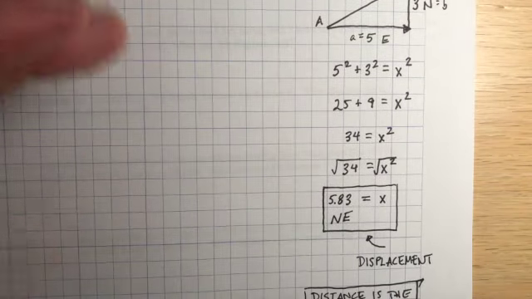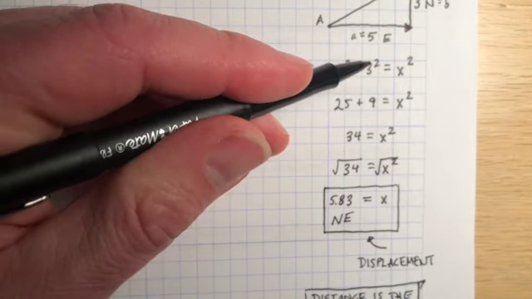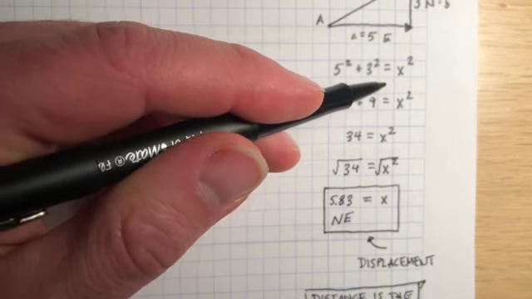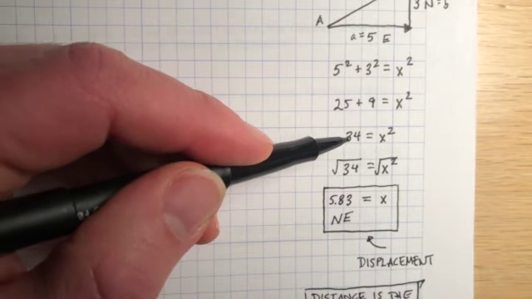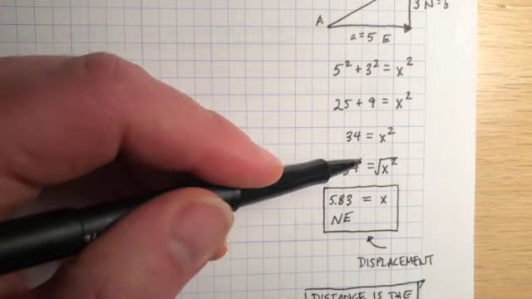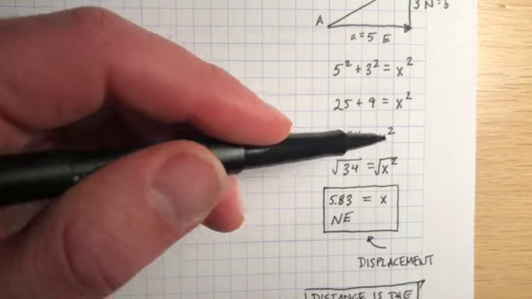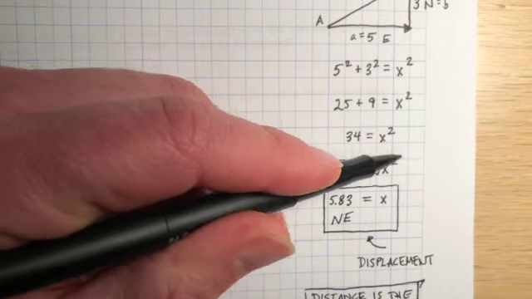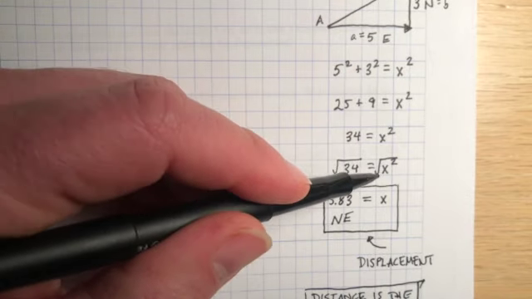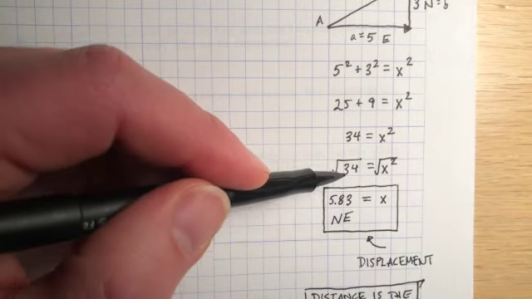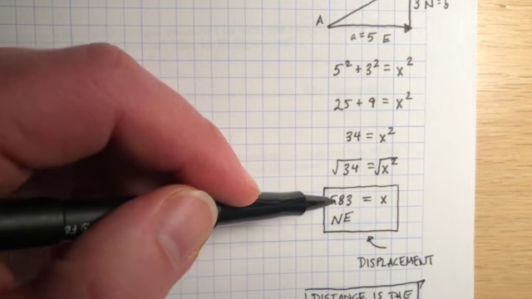Well, 5 squared is 5 times 5, so that's 25, plus 3 times 3, which is 9, equals X squared. 25 plus 9 is 34. So 34 equals X squared. We don't want X squared, we want X. So we unsquare it by using the square root sign. And if I do something to one side, I have to do it to the other. So the square root of X squared is X, and the square root of 34 is 5.83.